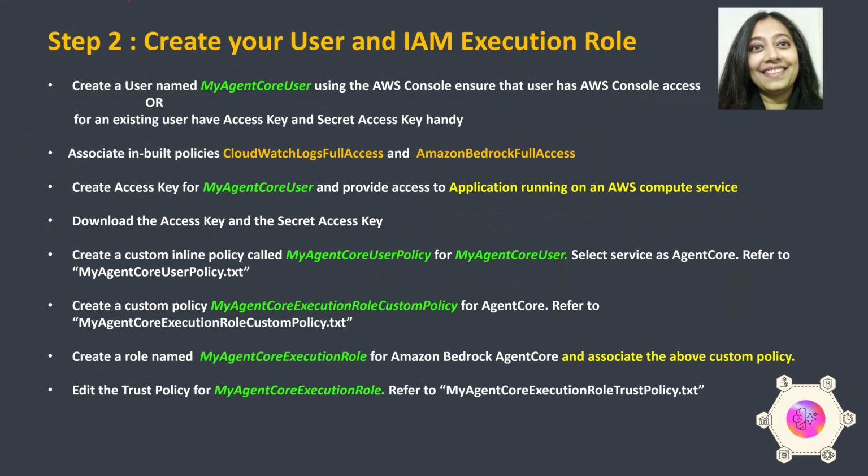After that, after the user is created, we will basically create a custom inline policy. This is the name of the policy. This policy has been given in this particular text file that is shared on my GitHub. So these are the different steps that we need to take to create our user. So let me quickly switch to IAM.